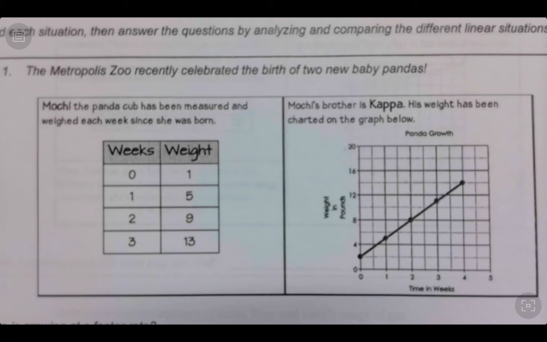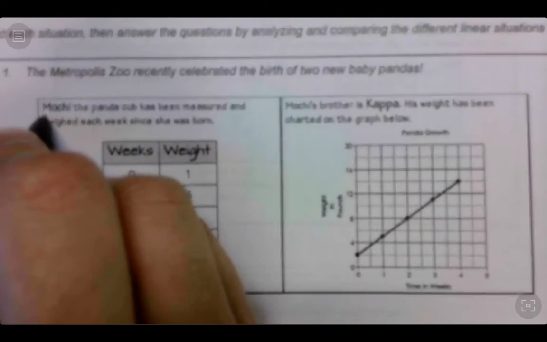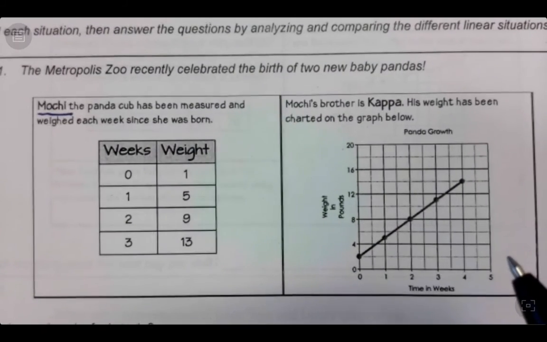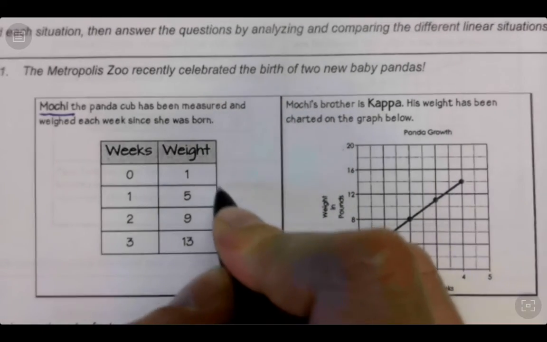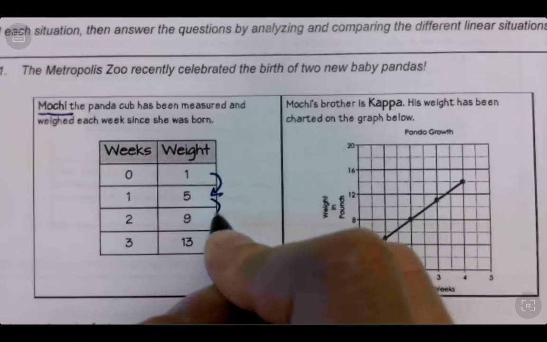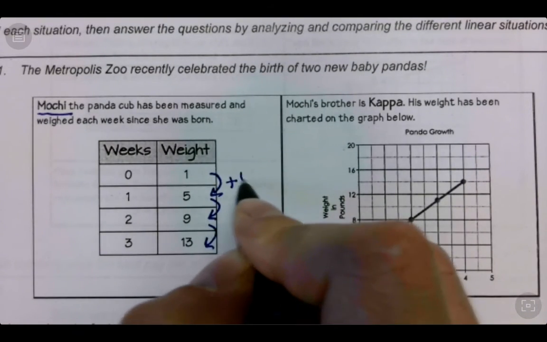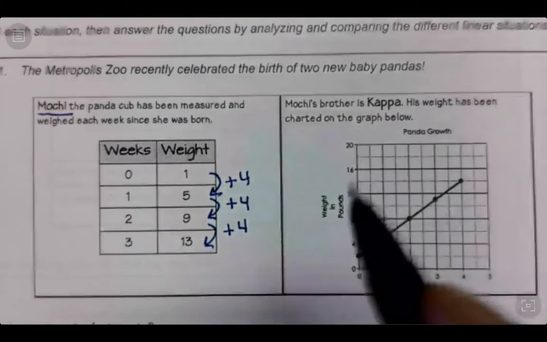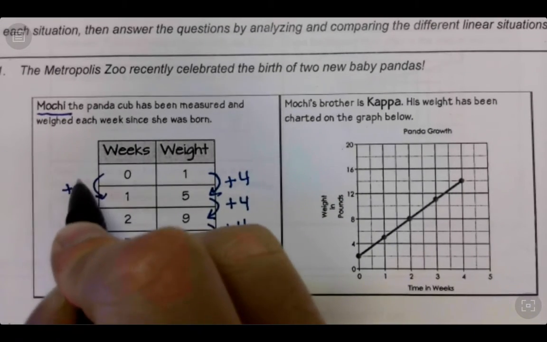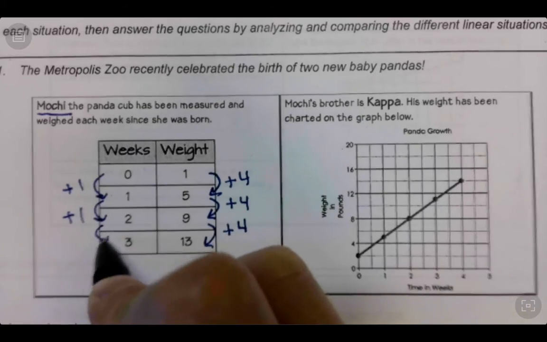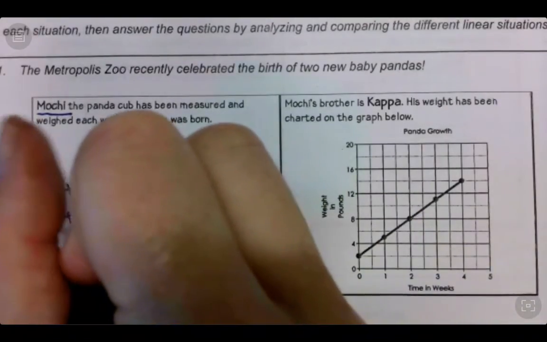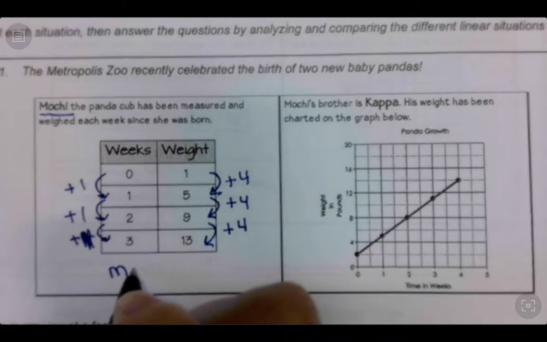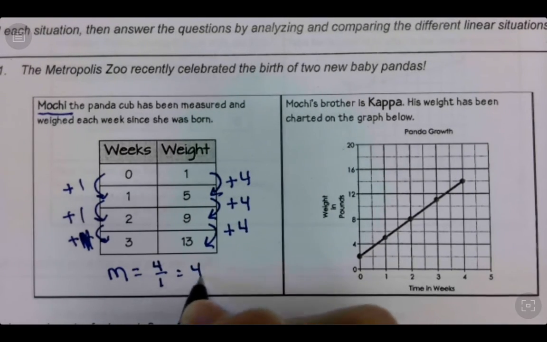So for this, we're talking about a zoo. Think of the Indianapolis Zoo, which had two births of baby pandas. Moshi, the panda cub, has been measured and weighed each week since she was born. Remember how we found slope: from this to this to this. Well, she's going up 4 ounces, or weight, or pounds, or whatever, per 1 week at a time. So for Moki, her m is 4/1, or 4.